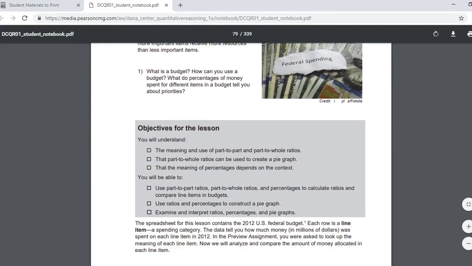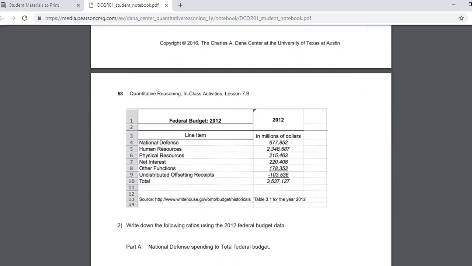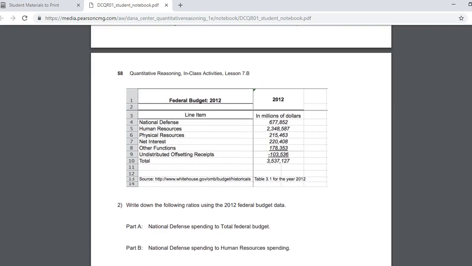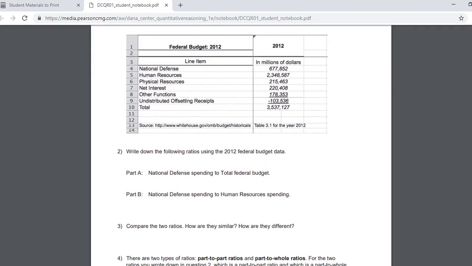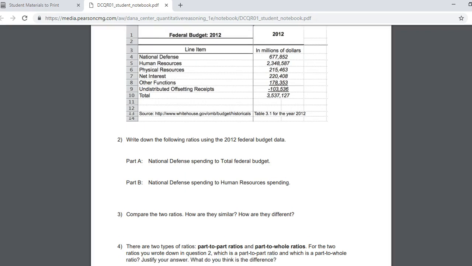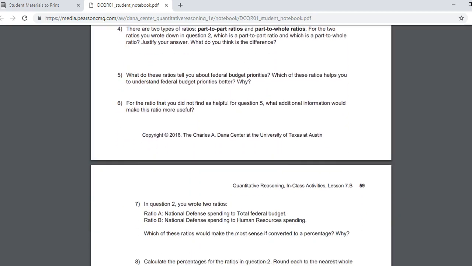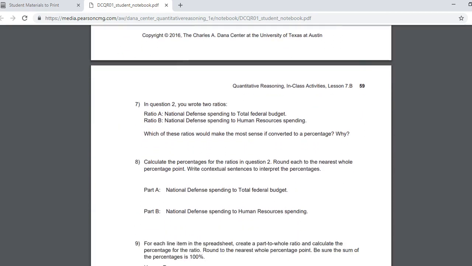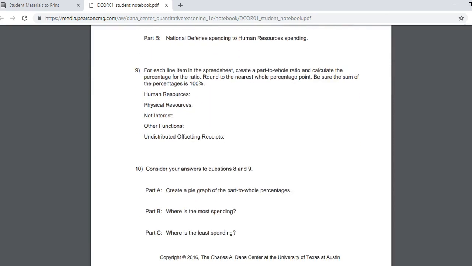Also, parts of what we did in the budget, we looked at line items. You cannot use an Excel spreadsheet during the test. We're not going to take the test in a computer lab. But what you can do is be able to read line items and then start doing what we did on question 2, where we did part to whole and part to part. And then you talked about what they mean. Make sure you can find the ratios and make sure you can talk about them with a good sentence or two of what they really mean.